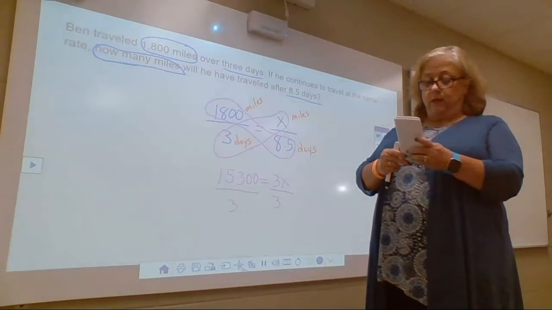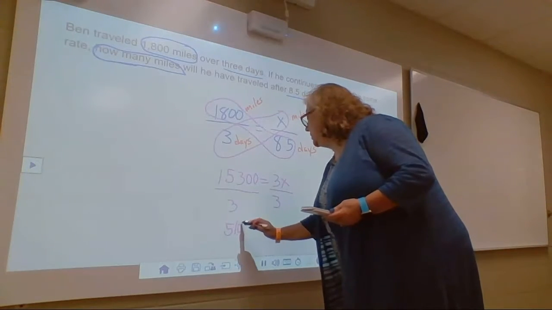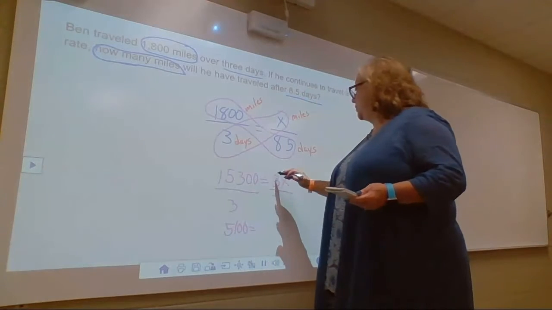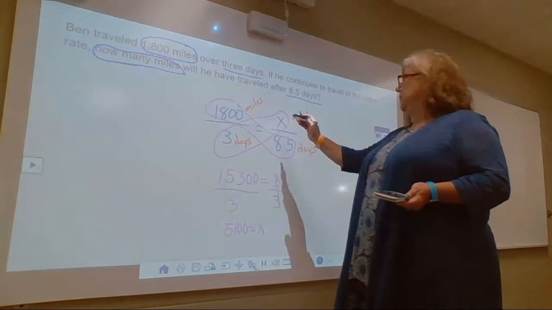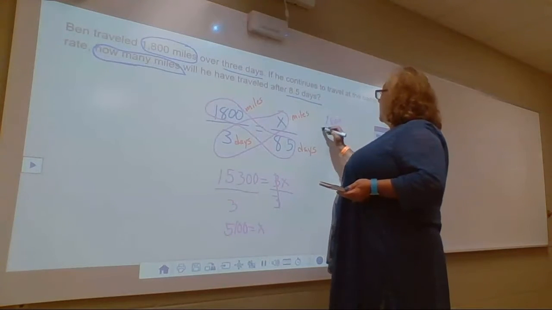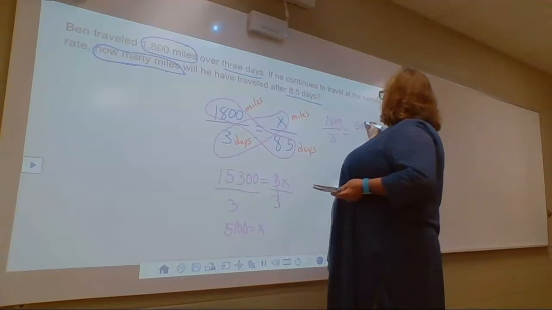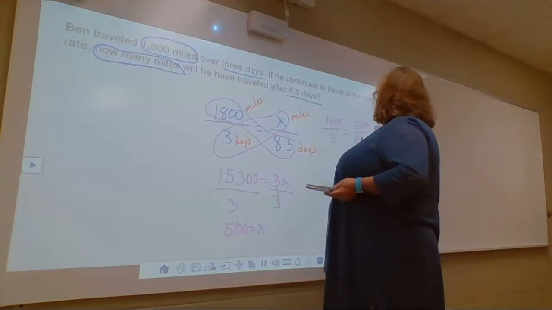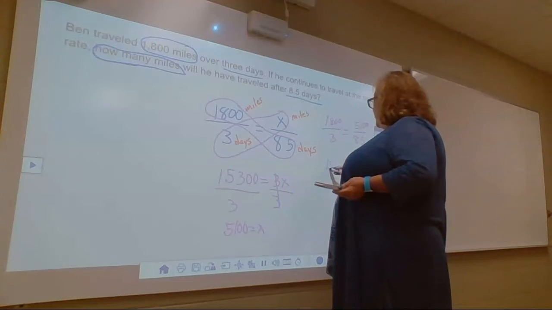15,300 divided by 3 equals 5,100. And of course, 3 divided by 3 is 1. So it gives us 1x. Check your answer. You can say 1,800 over 3 equals 5,100 over 8.5. Well, we know 1,800 times 8.5 is 15,300.